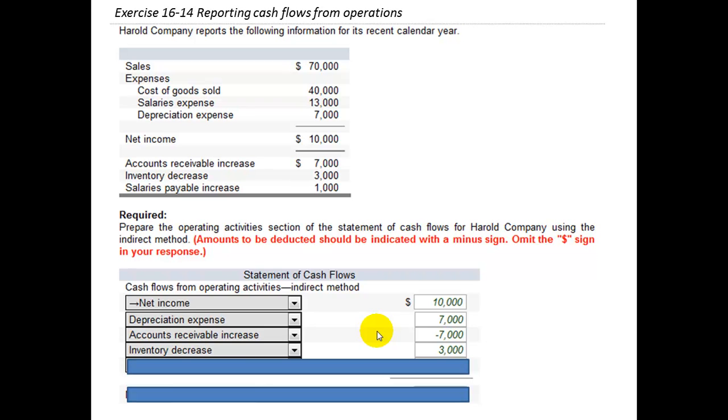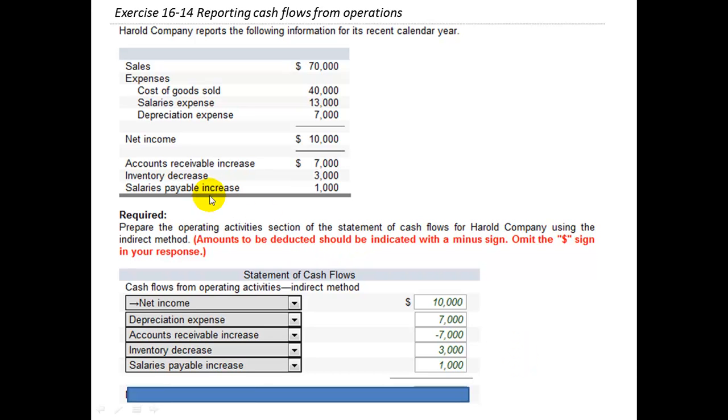Next, we have inventory decrease. If inventory decreases from one period to another, that means that you're collecting more cash from your inventory sales, or you might say you're not buying as much inventory, not tying as much inventory up into cash. Therefore, it will increase the cash from operating activities, in this case by $3,000.